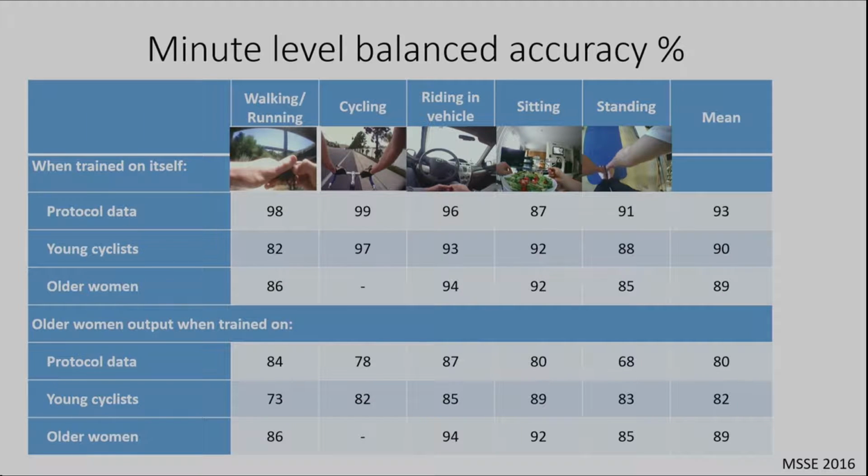And then we had a group of younger cyclists. We could also predict their behaviors very well. And then we had a group of older women. So when we train it on each of these groups, all of them perform. But if I then say my algorithm from the protocol data and apply that to the older women, then it doesn't work as well. So I've lost 13% of my accuracy.